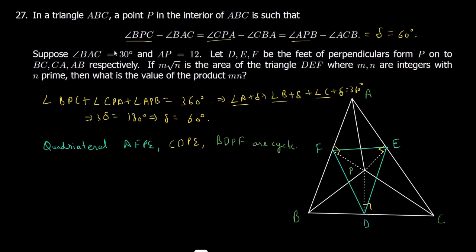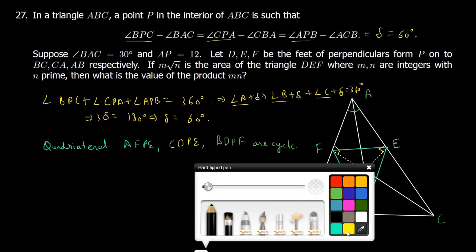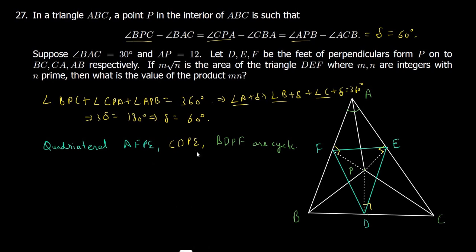All right. Now some more information is given: this angle is 30 degrees. AP is 12 units. One more thing is, if this is a cyclic quadrilateral and AP is a chord which subtends a right angle at the circle, then it must be a diameter. So AP must be the diameter of this circle which surrounds AFPE, or even triangle AFE, so it must be the circumcircle of the triangle AFE. And the diameter of that circle is 12, so the radius will be 6 units. So we want to know the area of the triangle DEF. So let us try to know more about triangle DEF, and let's use angle chasing a little bit using the fact that these are cyclic quadrilaterals.